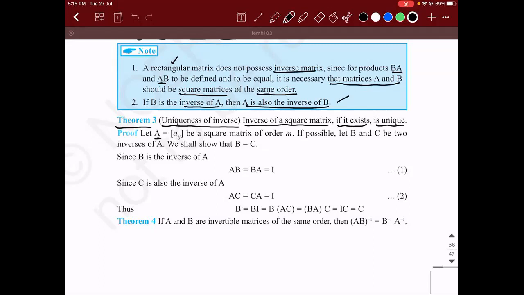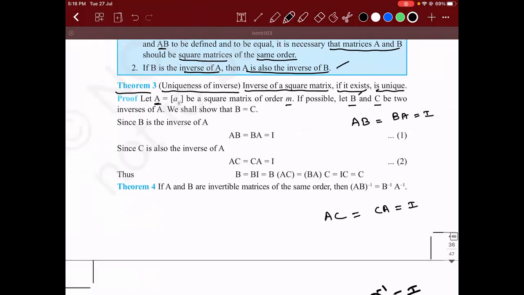If A is a square matrix of order m, and B and C, let us assume, because we are trying to prove it using the contradiction method, are the two inverses existing for the given matrix A. Then, according to the definition, can I say AB equals BA equals I because B is the inverse of A? But we assumed C is also an inverse of A. Then AC equals CA should also be equal to I. Let me call this 1 and this 2.